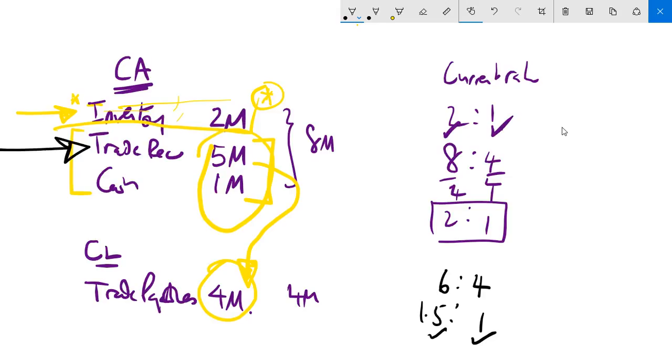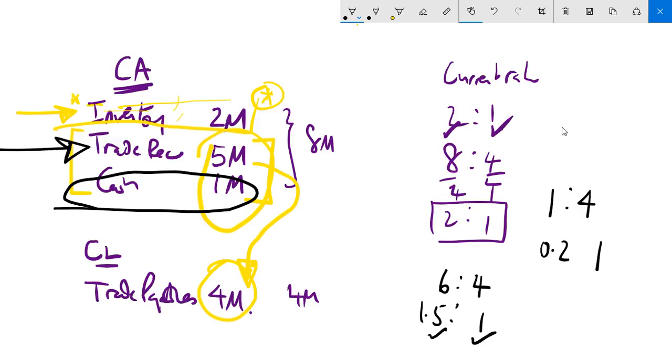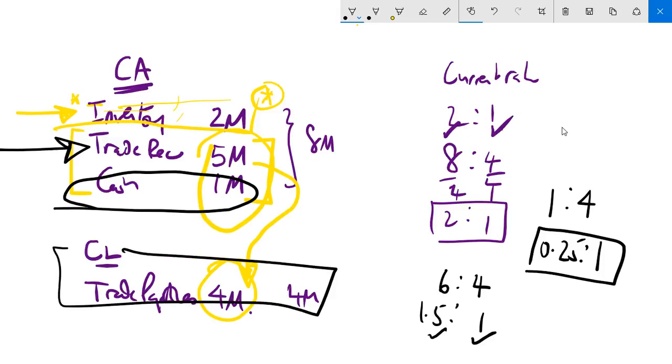Now remember, these are just ratios, because you can argue this. You can say, but what if you can't get the money from your trade receivables straight away? Then you're in real trouble because you only have 1 million worth of cash. If you're only focusing cash on what you owe, it's actually the other way. For every pound you owe, you only have 25p available to pay it, because 1 to 4 is 0.25 to 1. So ultimately, what we're doing here is measuring how well we can meet our short-term liabilities in the short term.